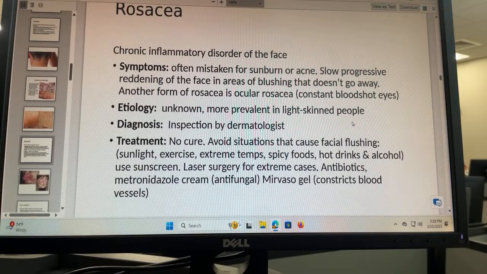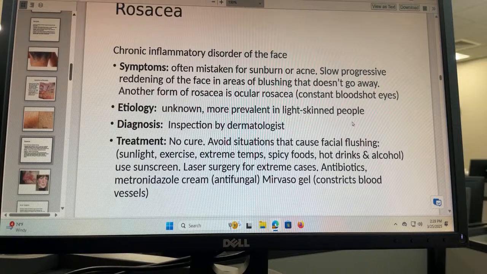Basically what happens is that anytime someone gets flushed or blushes, or physical exertion causes blood to rush to the face, the vessels continually widen, and every time that blood comes to the face like that, it makes the face redder and redder and it doesn't go away. There is also another subtype of rosacea that affects the sclera and makes the eyes really bloodshot as well. But typically when people talk about rosacea, they just mean the skin.